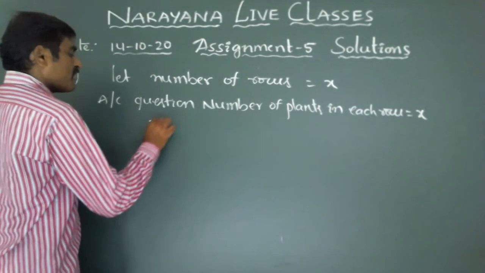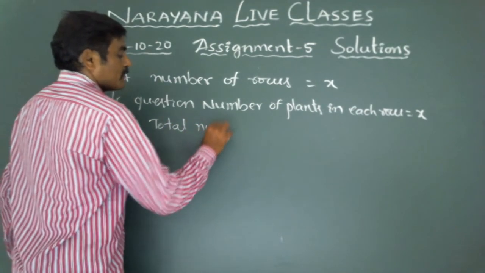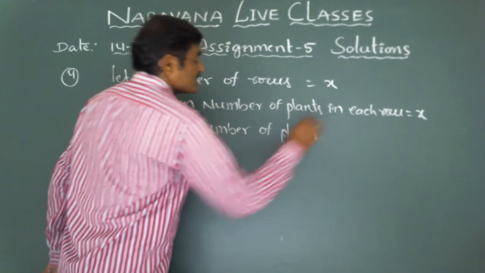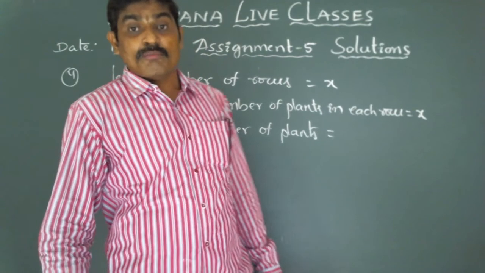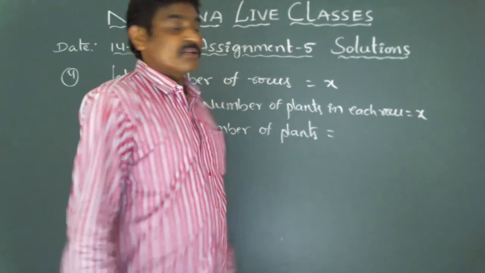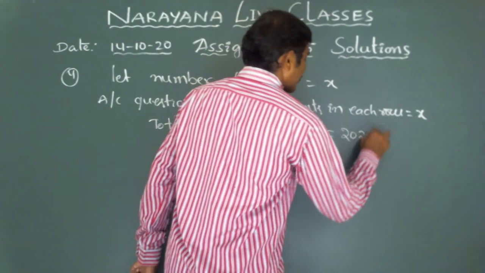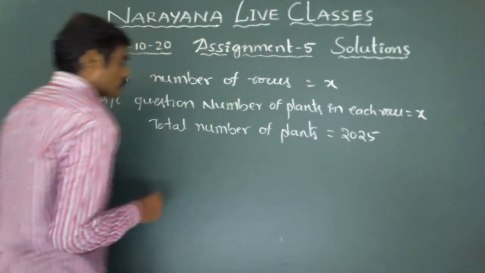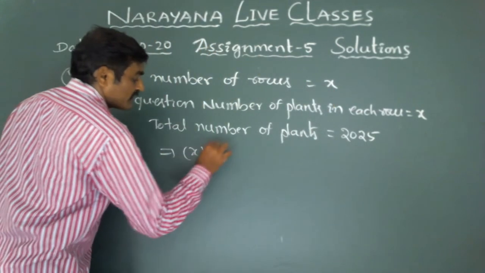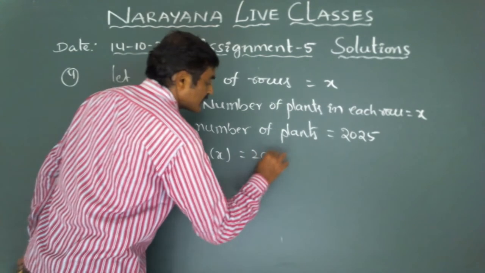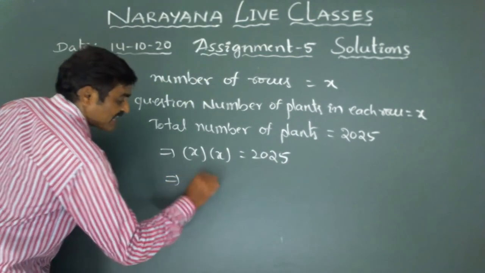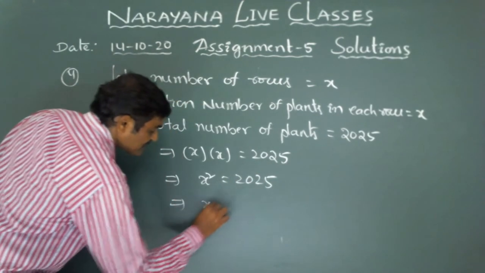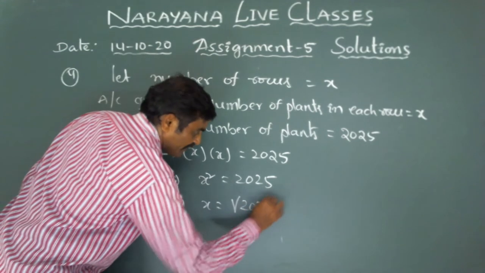Now the total number of plants is given as 2025. Each row has x plants, and in total we have x rows. That implies x into x is equal to 2025, so x square is equal to 2025. That implies x is equal to root over 2025.